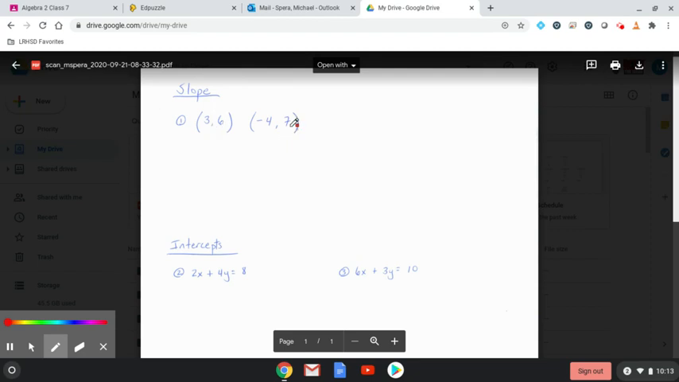All right. We're given 2 points here, and we know points are made up of x and y. And we find slope by taking y and subtracting the other y. So it's called the change in y. In other words, the difference in the y's over the difference in the x's.